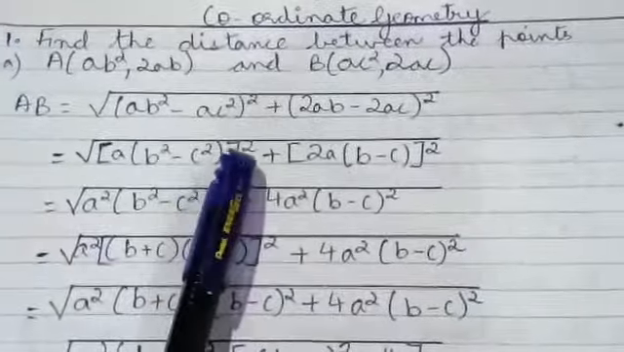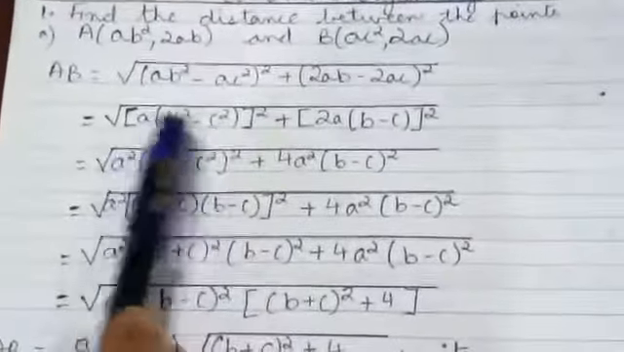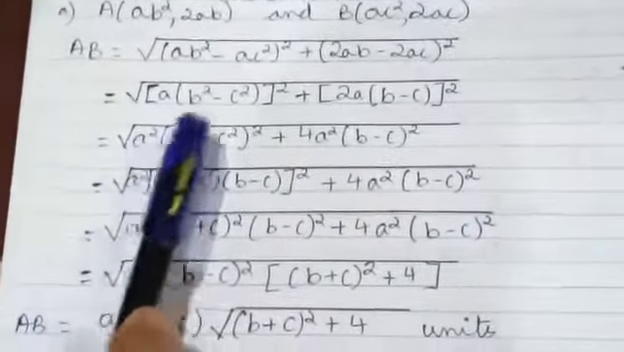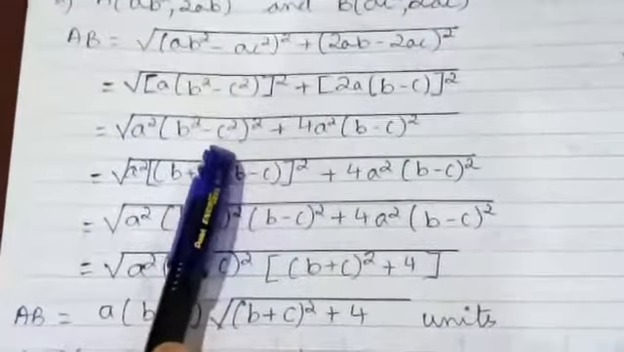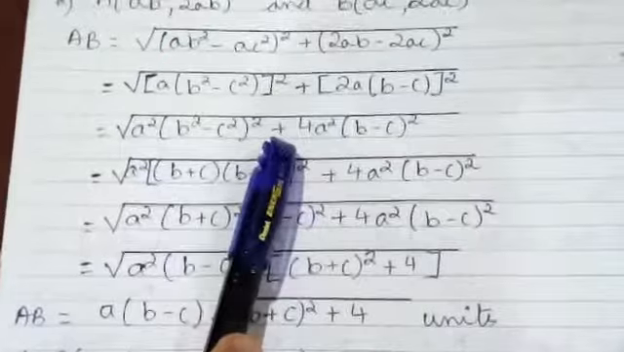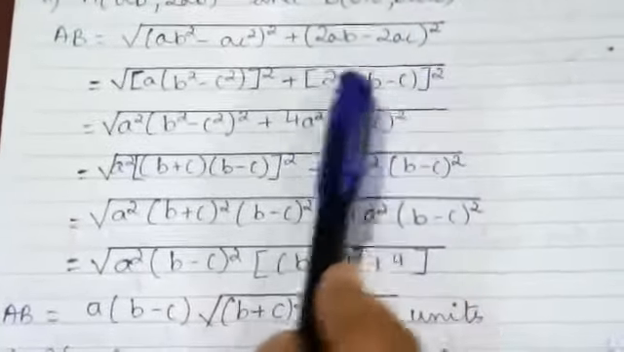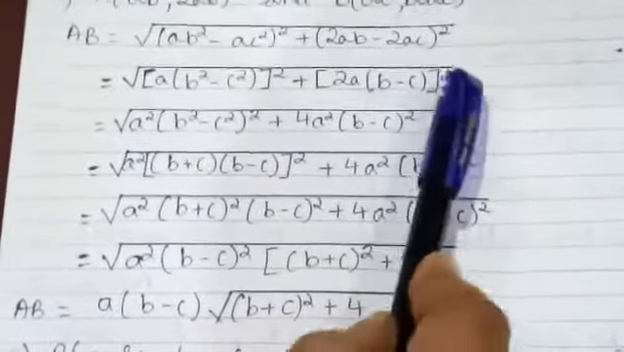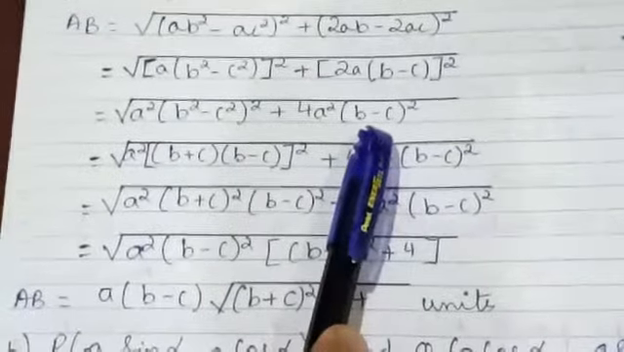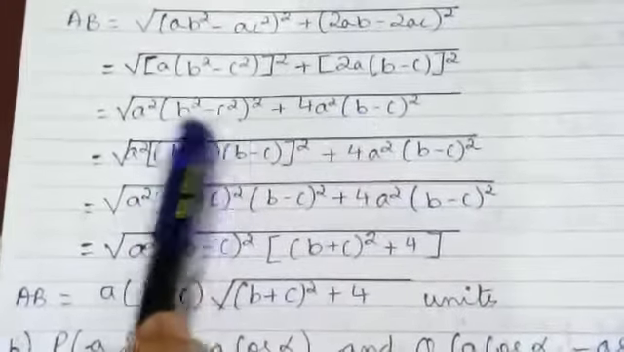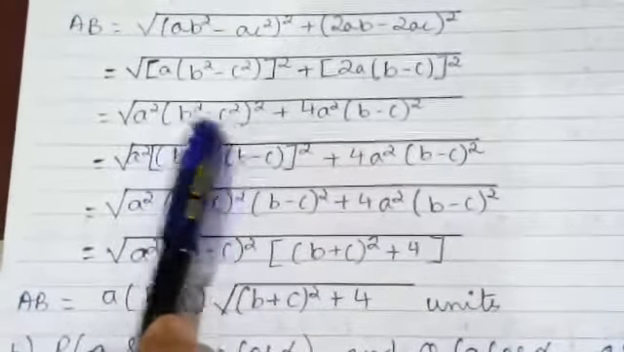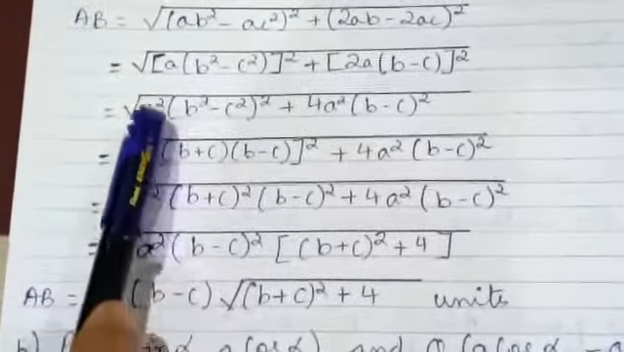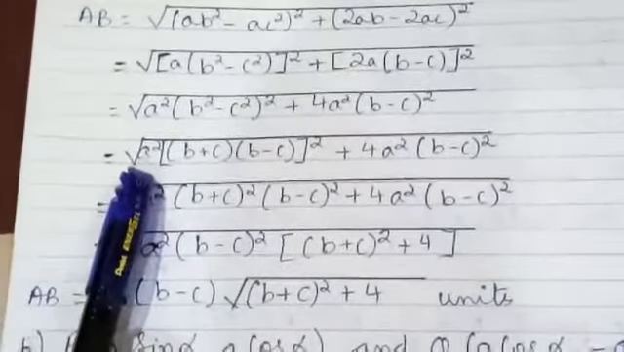So now apply the power 2 to both the terms here. So that will give you a² into (b² minus c²) the whole square, plus 2a, that is (2a) the whole square, is 4a², (b minus c) the whole square. Now here we have something which looks like x² minus y², which is nothing but (x plus y) into (x minus y). So see here, write a² as it is.